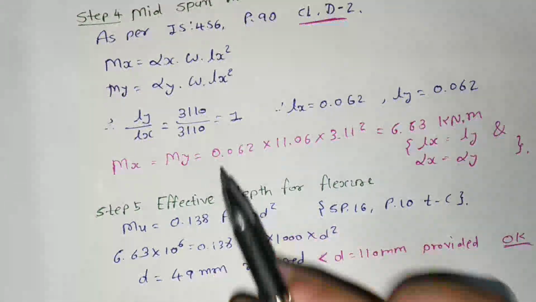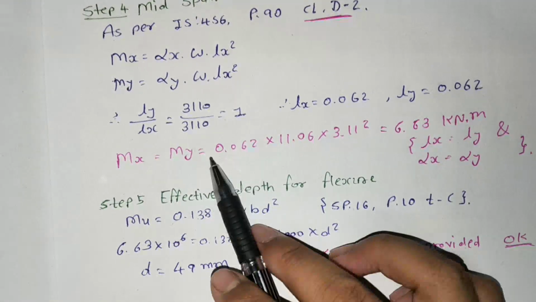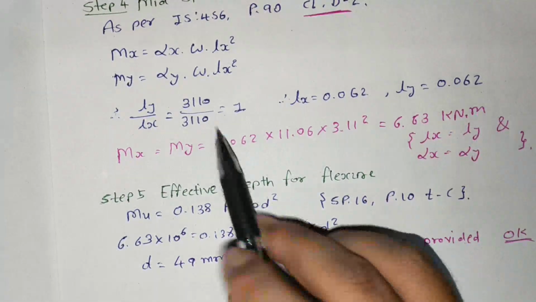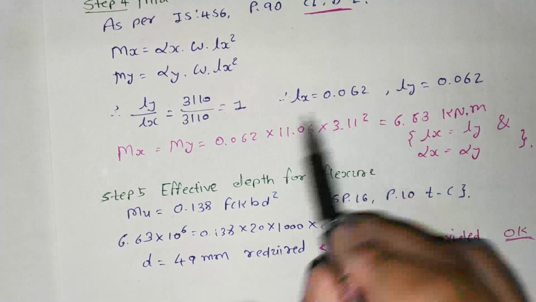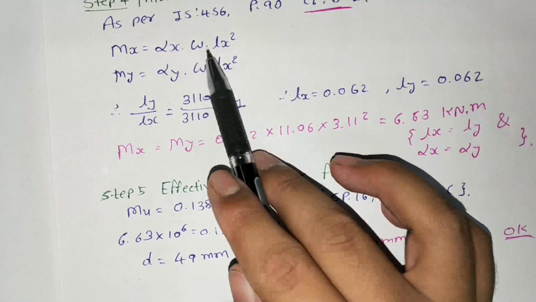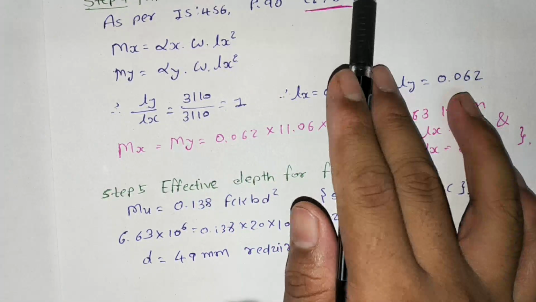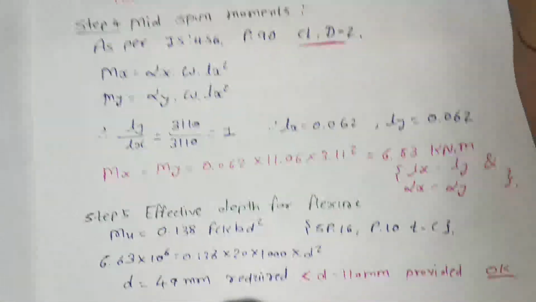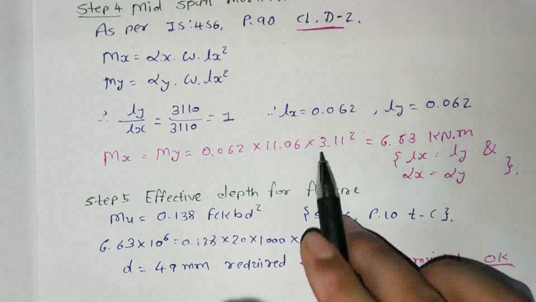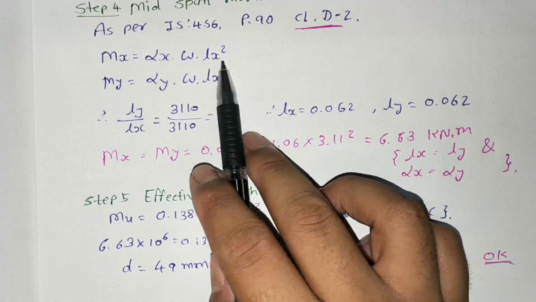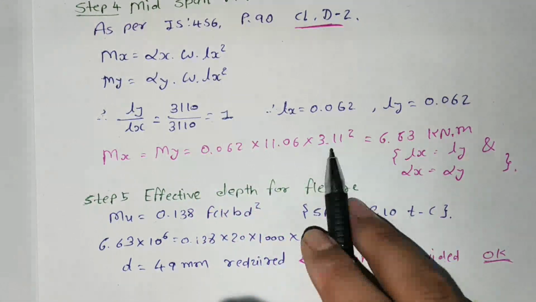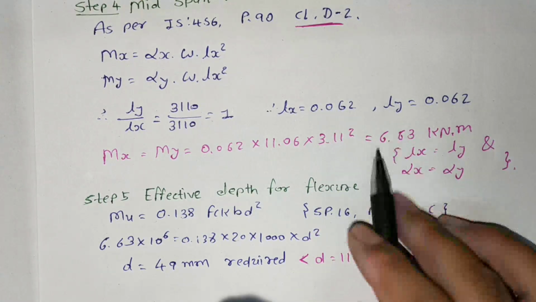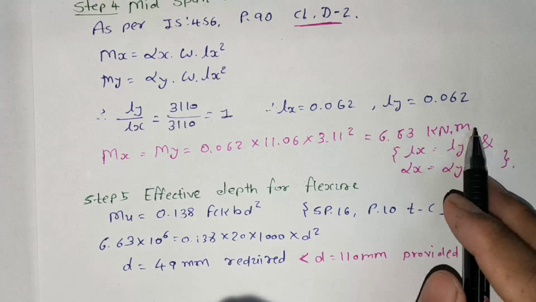So Mx and My both will be the same, because alpha x and alpha y will be the same. The equation is alpha x, that means 0.062 into W, the total load 11.06, into the length in the x direction, this is 3.11, which we are finding as the effective span. This is 6.62 kilonewton meter.